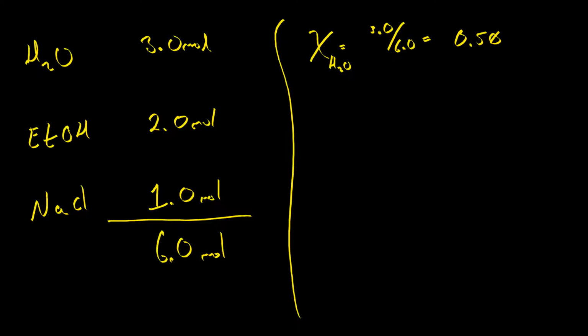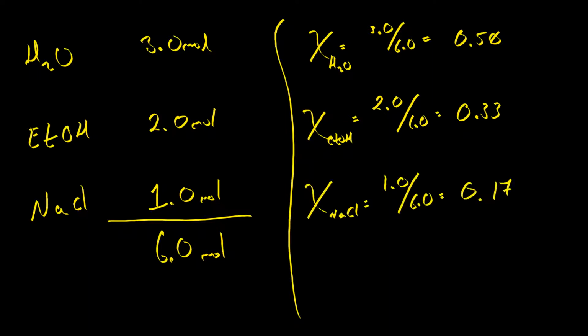That swoopy-looking X, that's not actually the letter X. That's actually the Greek letter chi, spelled C-H-I. There's almost certainly a reason for why they use the Greek letter chi to talk about mole fractions, but I don't know what it is. But just remember, it's chi. Swoopy-looking X. Okay, so the mole fraction of ethanol, EtOH, is going to be just 2 moles of ethanol divided by 6 total moles, or 0.33. And the mole fraction of sodium chloride is just 1 mole of table salt divided by 6 total moles, or 0.17.